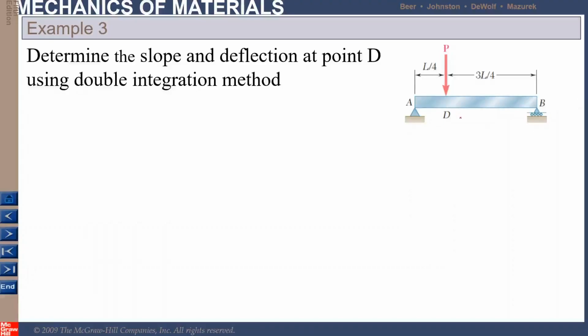As usual, whenever we have a beam and we need to derive the moment equation, we need to determine the value of RA and also RB. You can use the equilibrium equation and try to find the value of RA and RB. So let's pause the video and then find the value of the reaction.